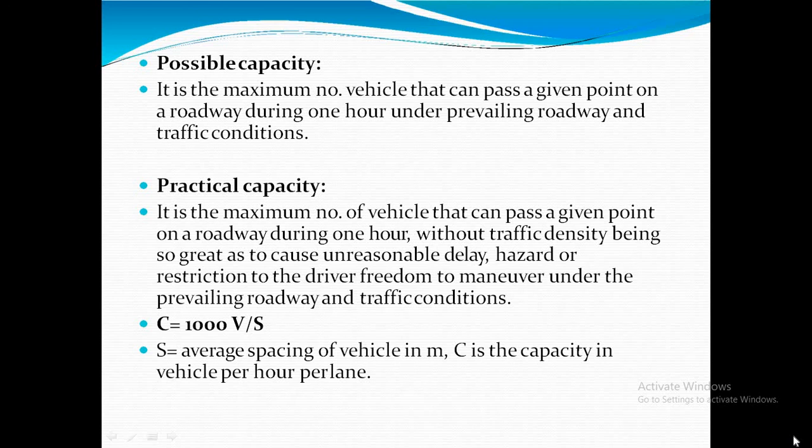So some traffic volume also is there. V is the number of vehicles moving in a specific direction on a given lane or road that pass a given point or cross section during the specified unit of time. That is traffic volume that we have discussed before. And S is equal to the average spacing of the vehicles in meters. C is the capacity in vehicles per hour per lane.